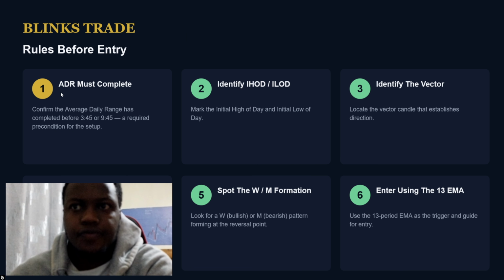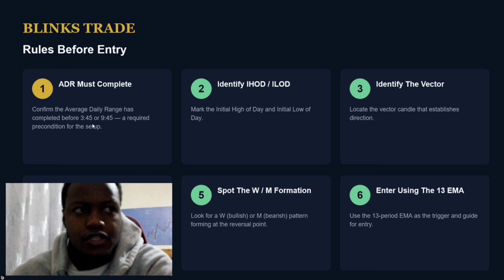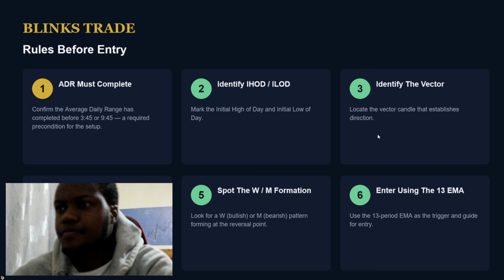The rules. First, you have to see the ADR must be completed before either the 3:45 AM time or the 9:45 AM New York time. Second, you have to identify the initial high of the day or the initial low of the day. Identify the vector. This is what will complete the ADR. Locate now the high of the day or the low of the day, and spot the M or W formation, and then use the 13 EMA entry rules to take the trade.